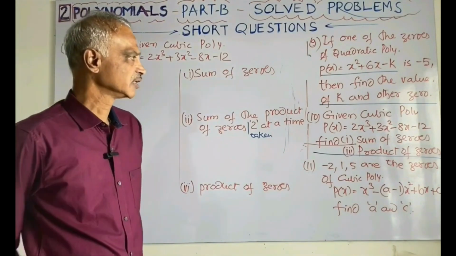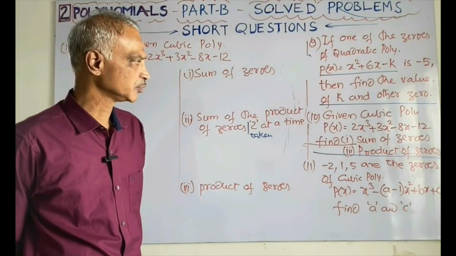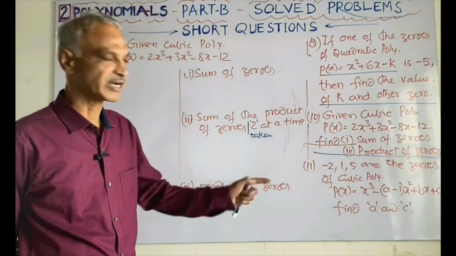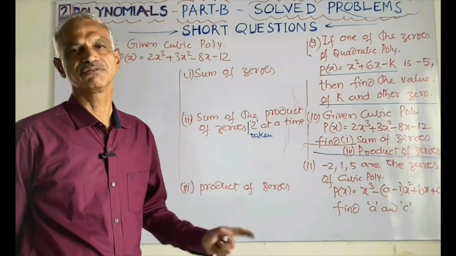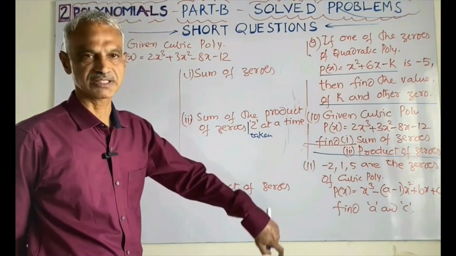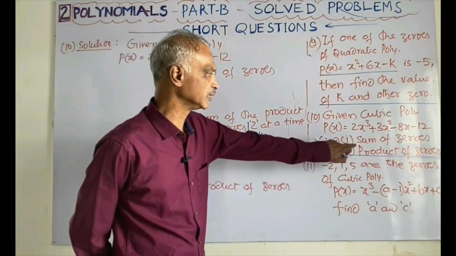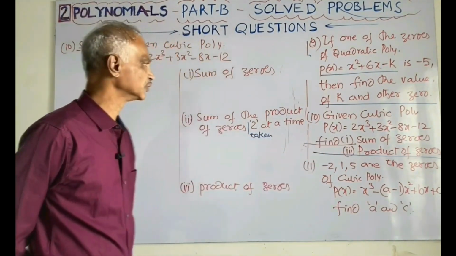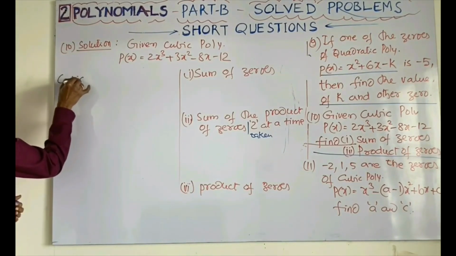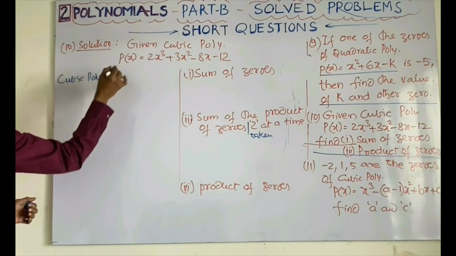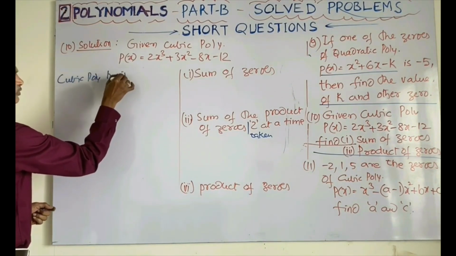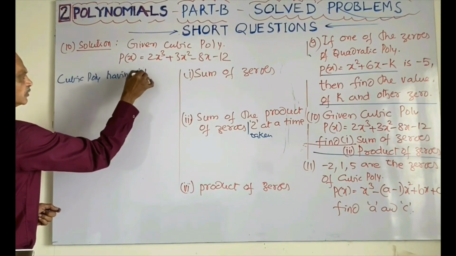Problem: given the cubic polynomial 2x cube plus 3x square minus 8x minus 12, we have to find the sum of zeros, the sum of the product of zeros taken 2 at a time, and also the product of zeros. Now it is a cubic polynomial, so it has 3 zeros.